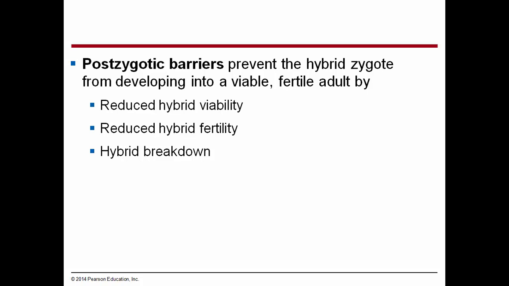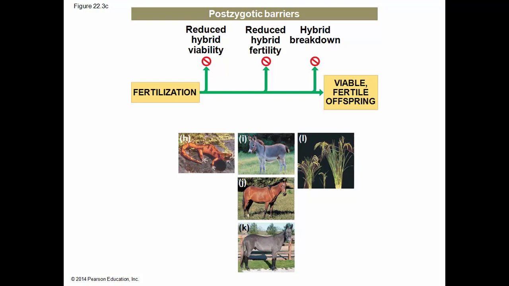Post-zygotic barriers prevent the hybrid zygote from developing into a viable, fertile adult by reducing hybrid viability, reducing hybrid fertility, and hybrid breakdown. Okay, so here's our post-zygotic barriers. Reduced hybrid viability is the Ensatina salamander. A hybrid from two different species can occur.